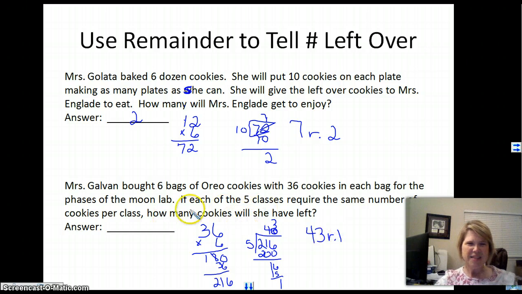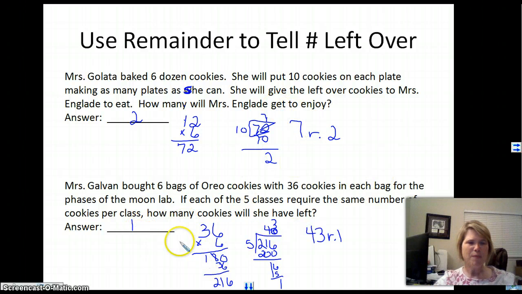Well, that's not very many cookies to share with her teammates. Okay, let's see what it says. If each of the 5 classes require the same number of cookies per class, how many cookies will she have left? Well, if each class is going to require 43 cookies, she has one cookie left over. Well, that's not very much to share, Miss Galvan. Buy another bag of cookies next time. Do you get the answer, though?